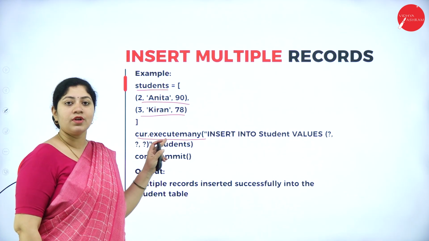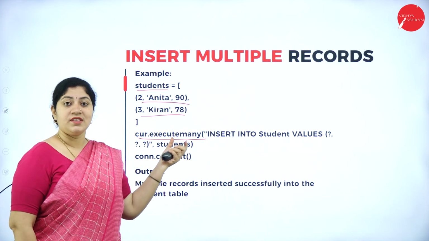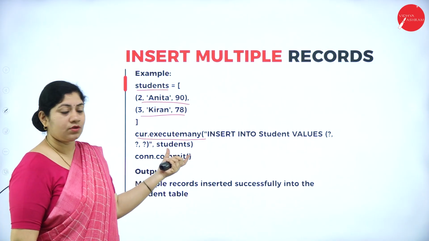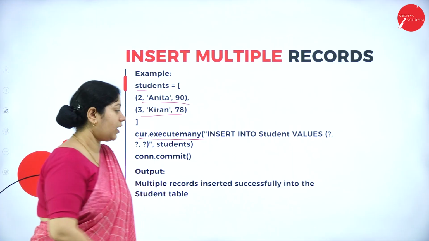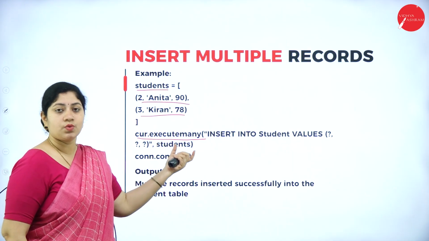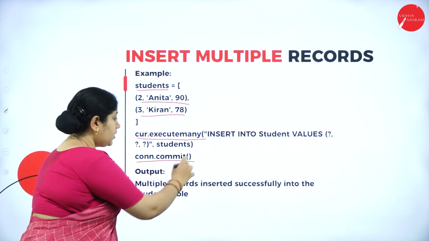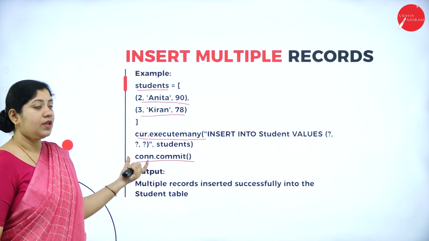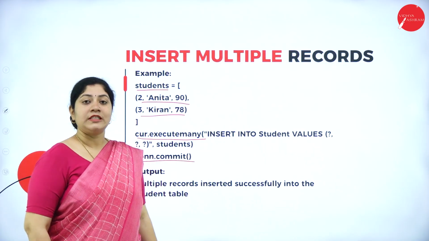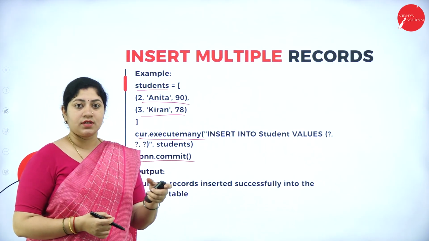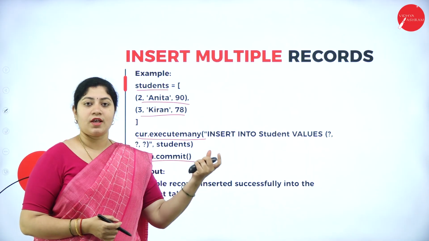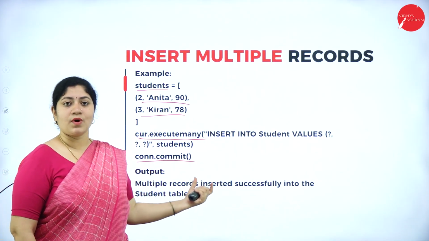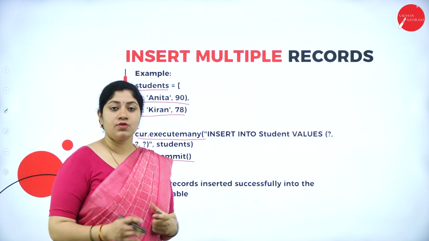Cursor.executemany. So executemany says that I have multiple records to execute. All right, insert into student values followed by the students. Once I write this, I have to confirm it by writing the statement connect.commit. Thus, at the output, it should be inserted in the table, and in the same way, it should show a result message which says that multiple records were inserted successfully into the student table.